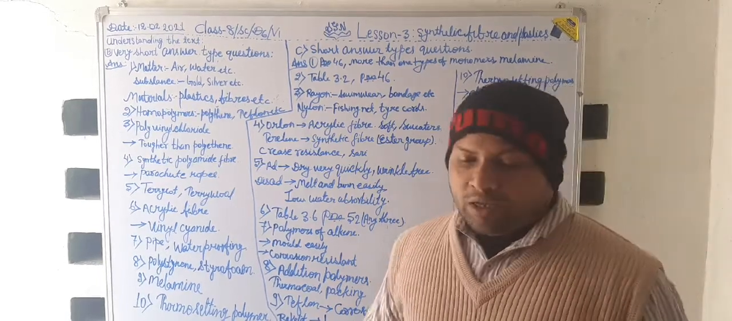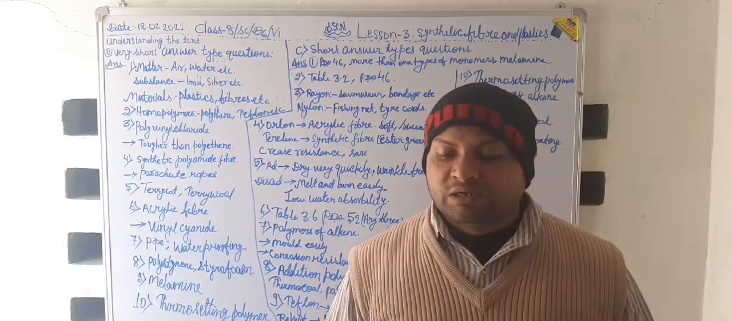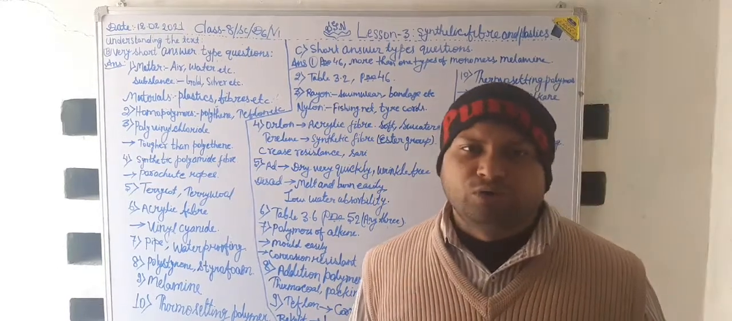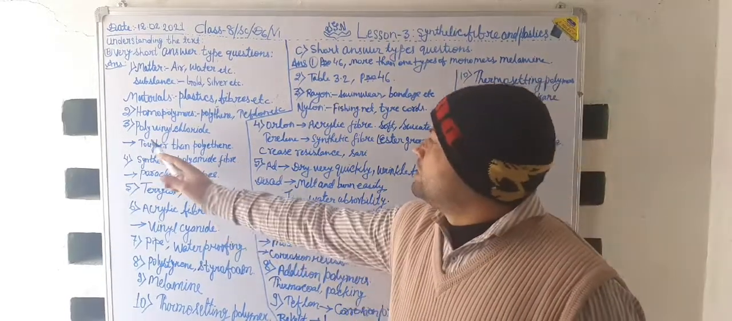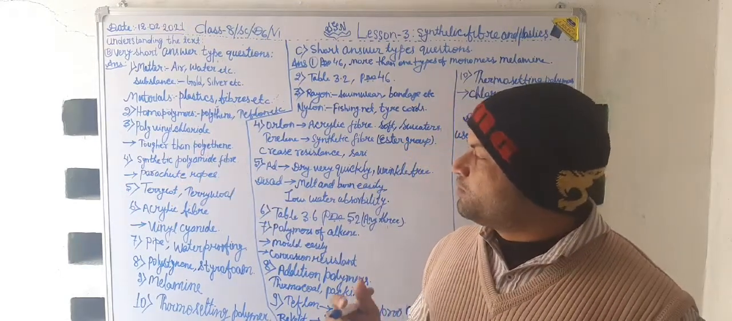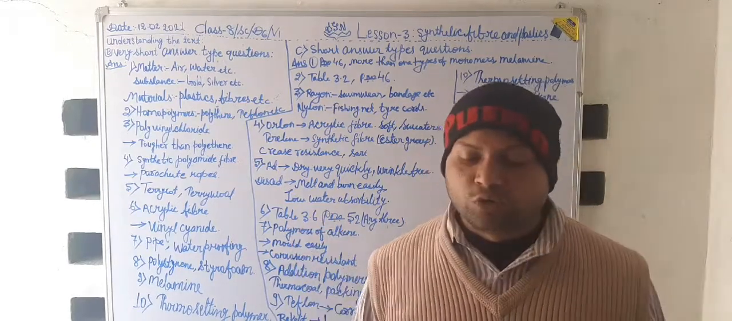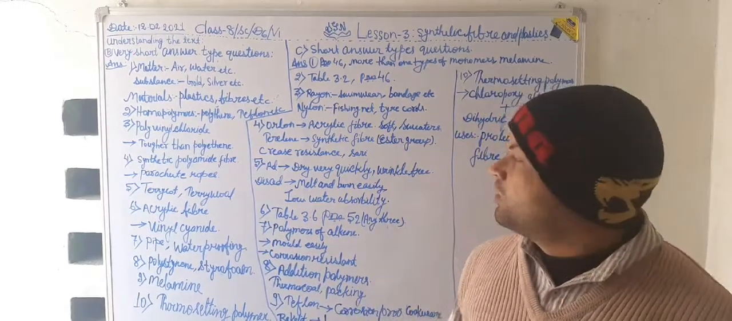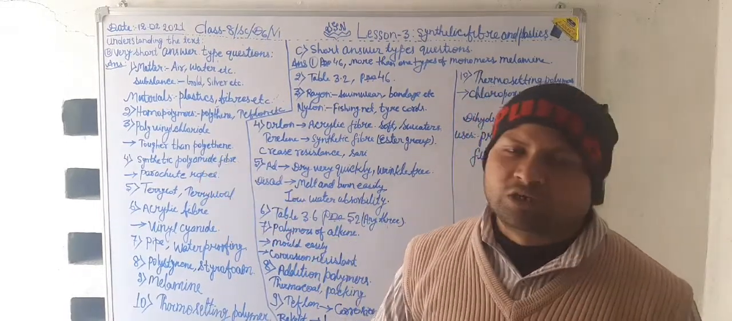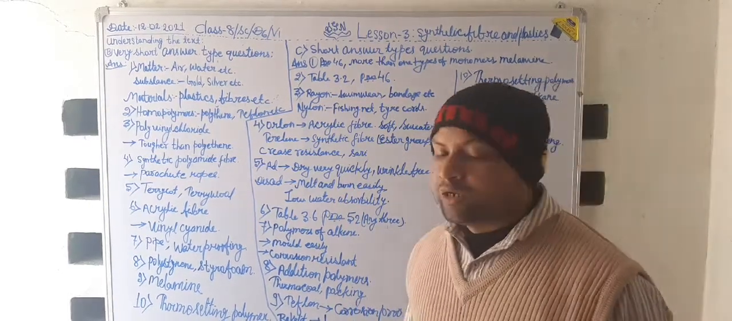Now in question number 3, it is asked: what is the full form of PVC? Give one property of it. PVC means what? Everybody knows about it. PVC is polyvinyl chloride, and its property is that it is tougher than polythene. Only one property is asked, so I have written only one property because it is a very short type of question.